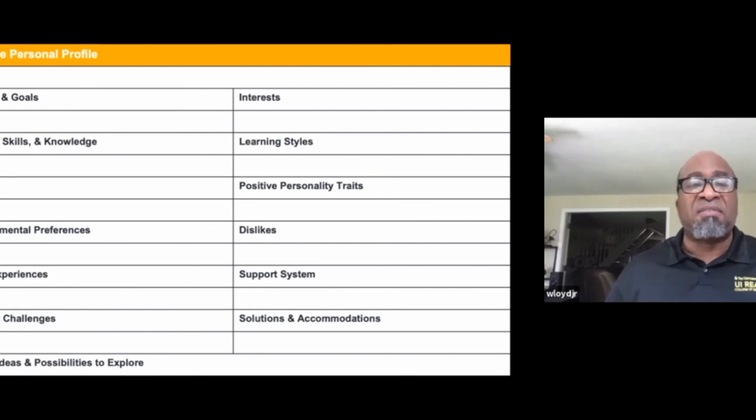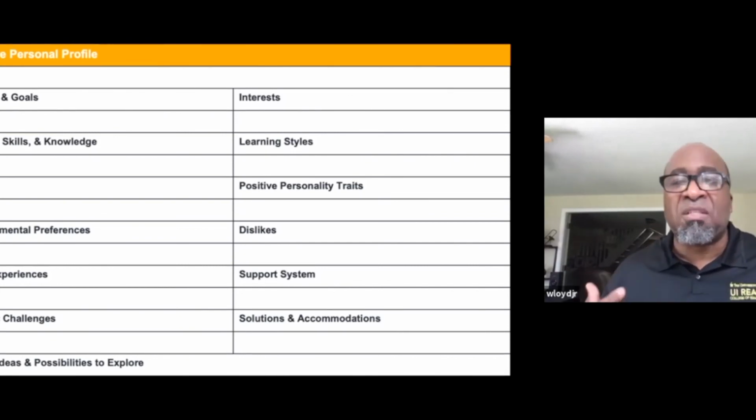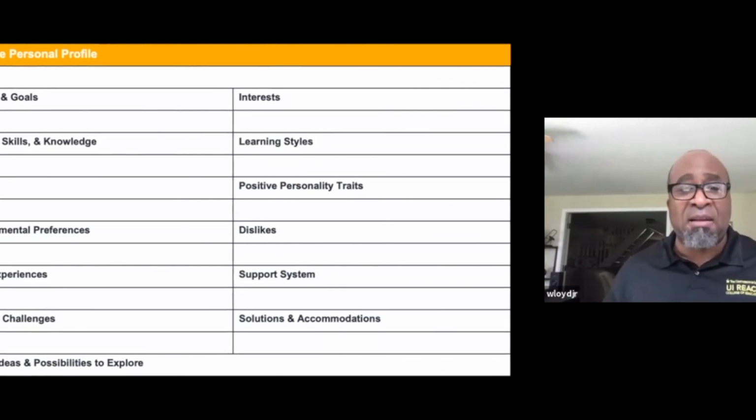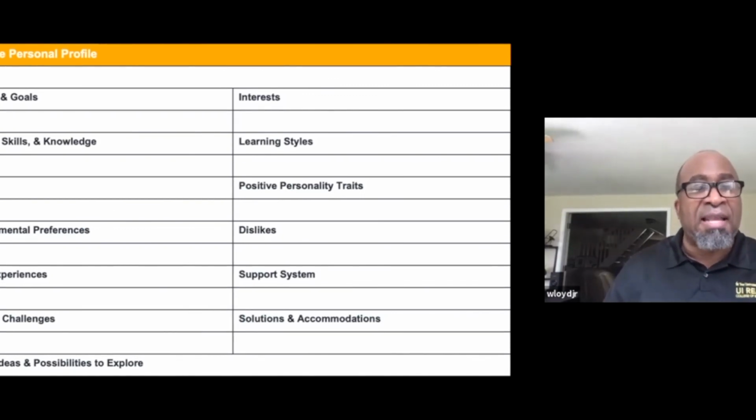And then what kinds of solutions accommodate? What works best for you? Do you need large print? Do you need a speech to text accommodation? Do you need more time when you're taking a test or reviewing a concept? Do you need to have somebody break it down into smaller steps for you? What works best for you? And then there's a part that talks about your career ideas and possibilities to explore as well.